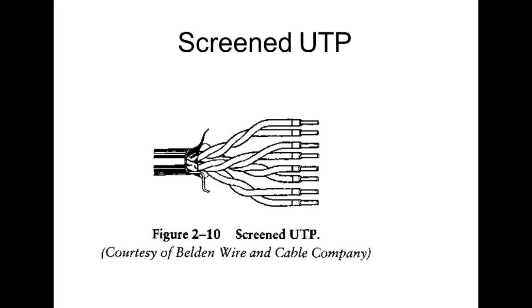A UTP cable. This says screen, so I think this is screen shielded pair. This is labeled wrong. This is what would be called STP cable, which is what we call shielded twisted pair. The only place you're going to use STP cable, it costs a lot more money, is if you're going to run it in an extremely noisy environment.